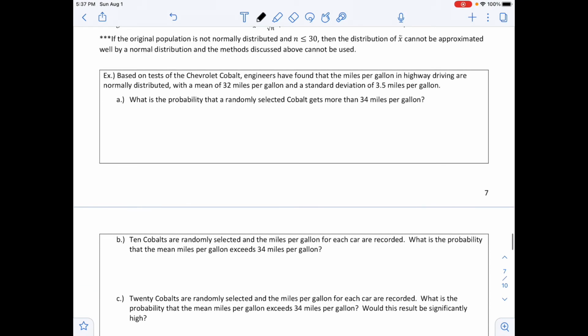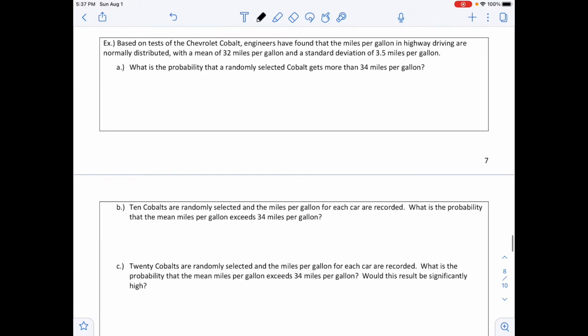It says if the original population is not normally distributed and n is less than or equal to 30, then the distribution of x bar cannot be approximated well by a normal distribution, and the methods discussed above cannot be used. So right below this, there's an example.